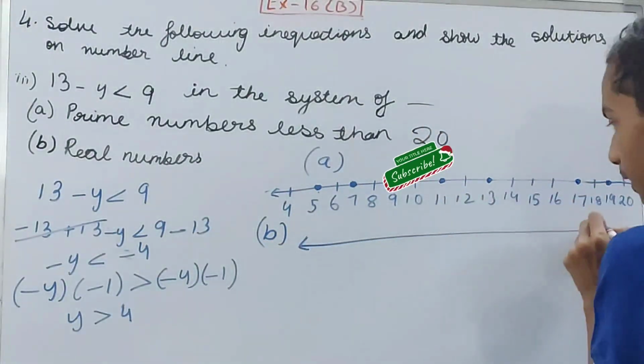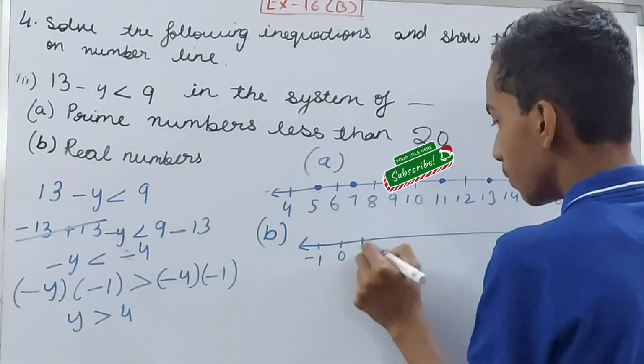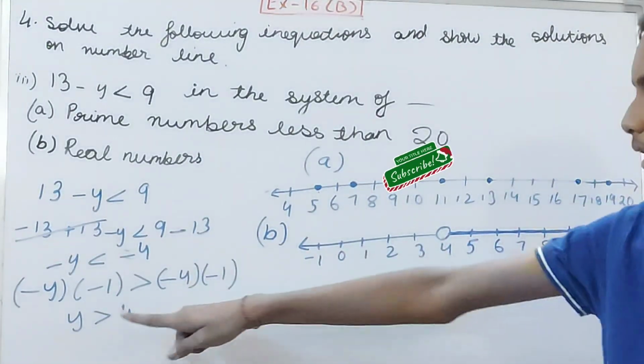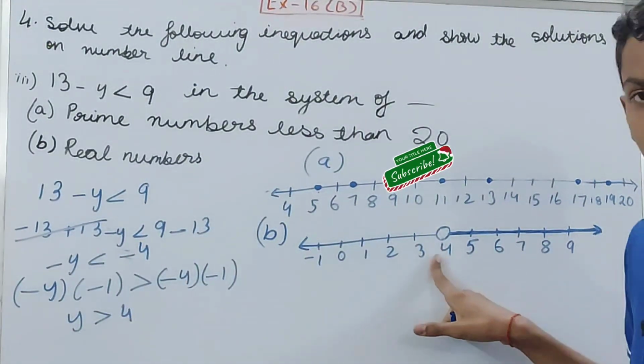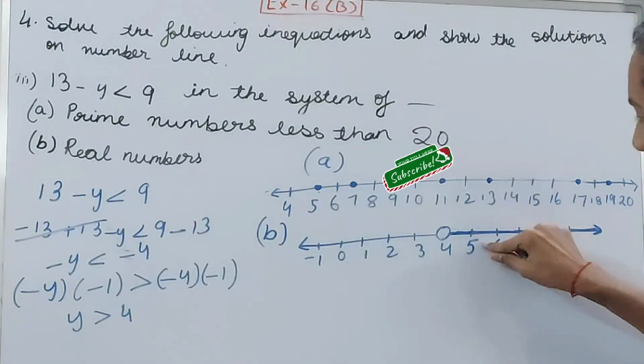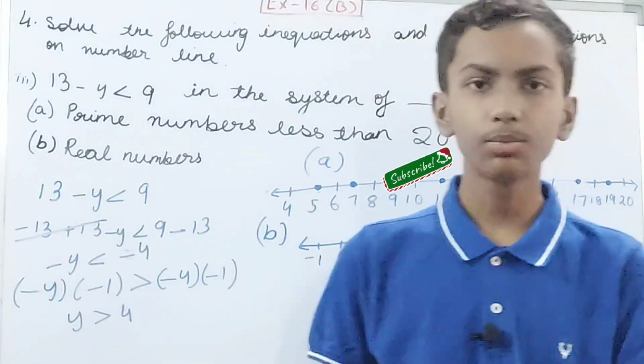So we have minus 1, we have 0, 1, 2, and I have made an open circle on 4 like this, greater than 4. So open circle on 4, and then the rest of the part is shaded, right? This part again has to be thicker than this part, keep that in mind. So this is your number line. Let us move on to the next part.